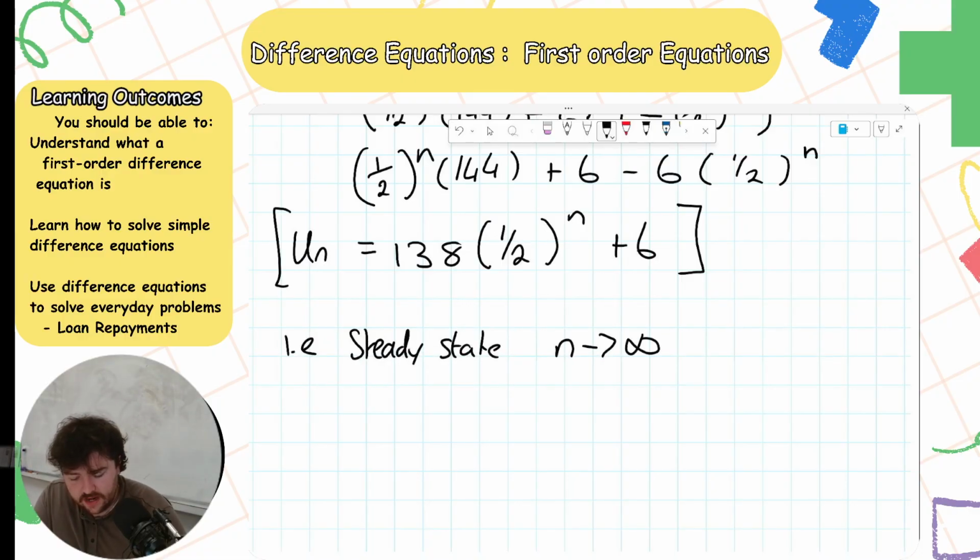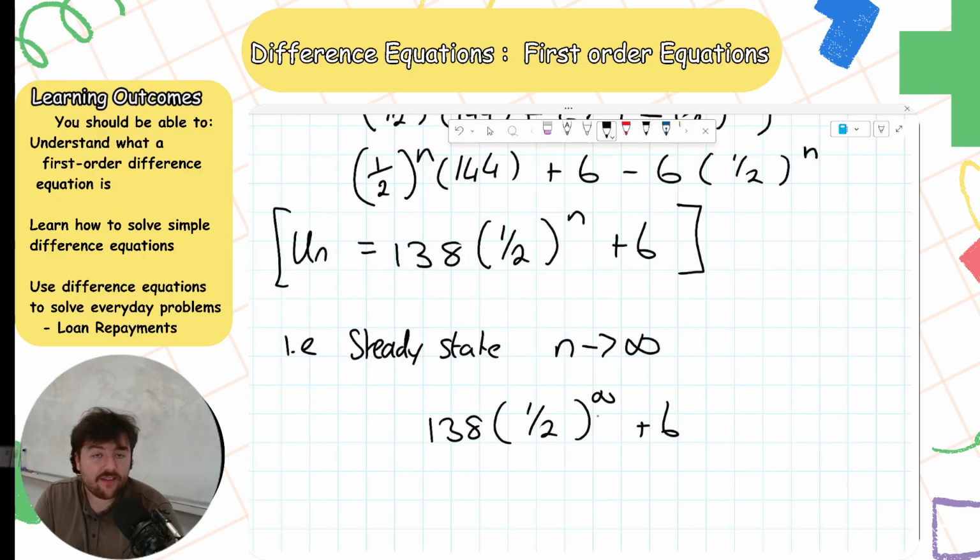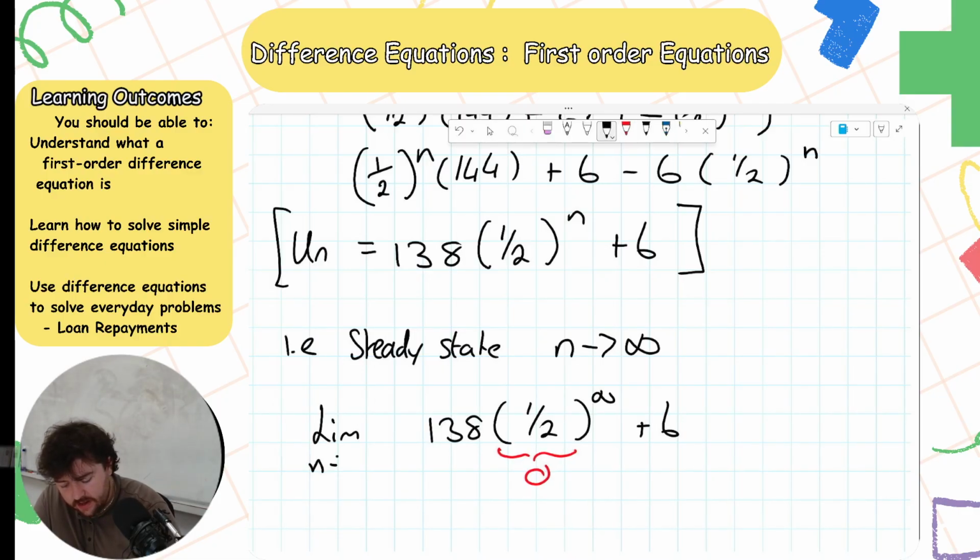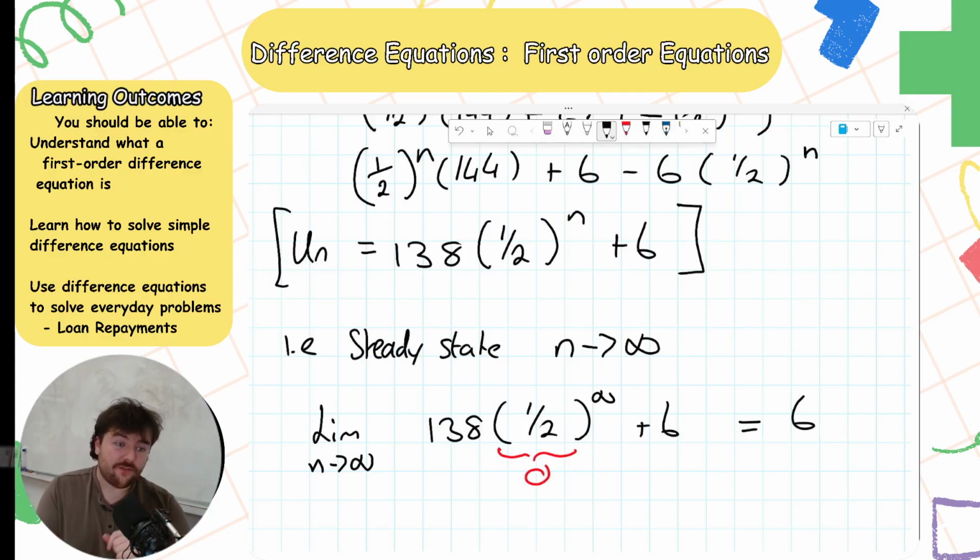n goes to infinity, so it'll be 138 times a half to the infinity plus 6. A half to the infinity, but that's a half times a half times a half times a half times a half. This is going to tend to 0. So sorry, it's the limit as n goes to infinity. This is going to tend to 0. So 138 times 0 is 0. So my answer is just going to be 6. So the steady state of this first order difference equation is going to be 6. And that is how we solve a first order difference equation.